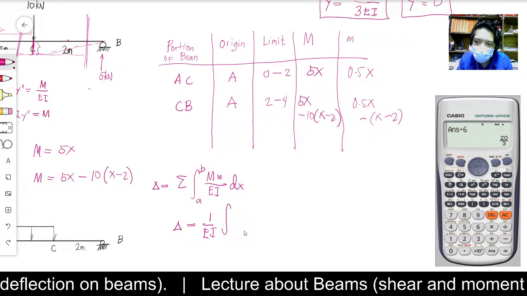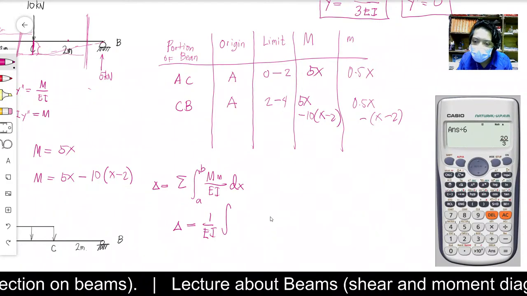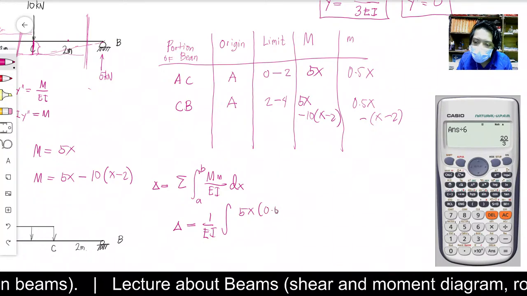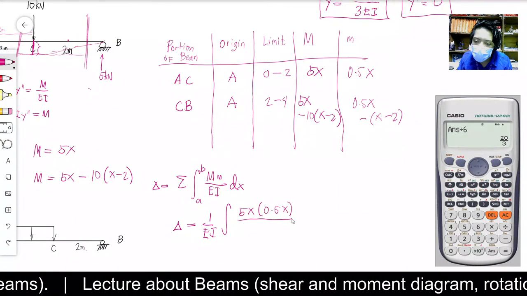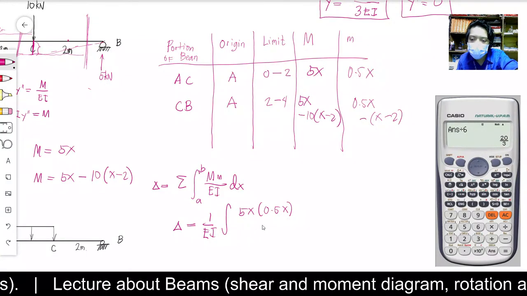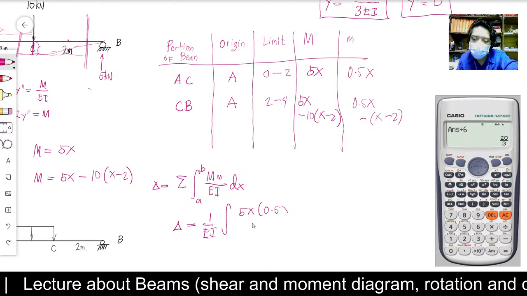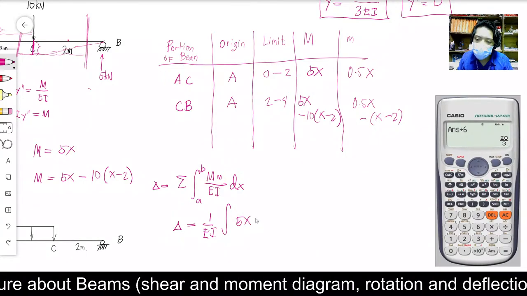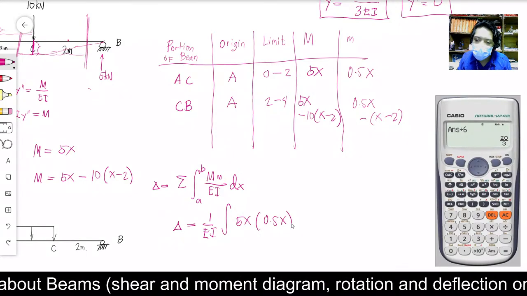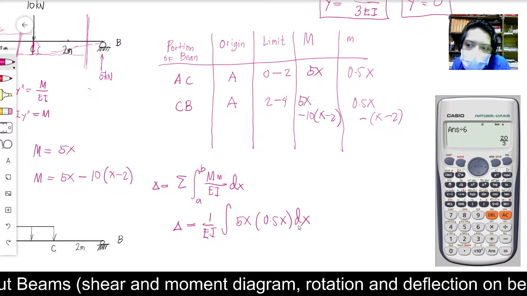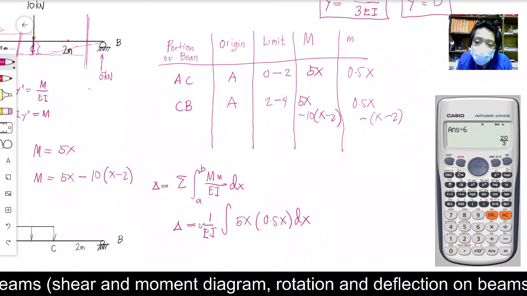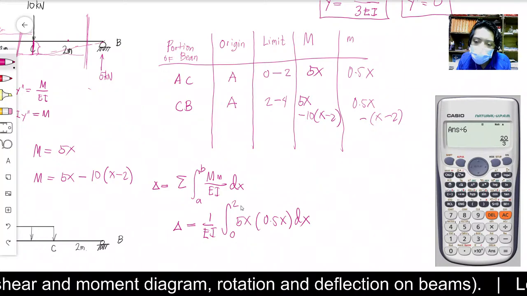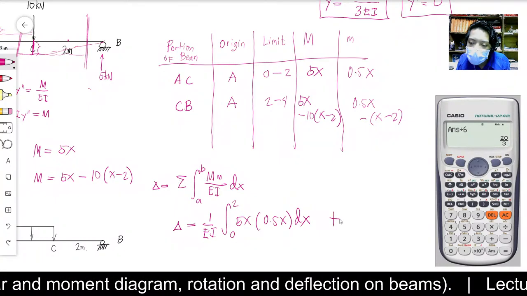Okay, let us go to portion A sila anay at the portion of the beam. The integral of, what's the M? 5x. What's the small letter m? 0.5x. Ginguwas ko naman ang EI. We have here 5x times 0.5x dx. And of course, the limit, ano man ang limit na natin? That is from 0 to 2.